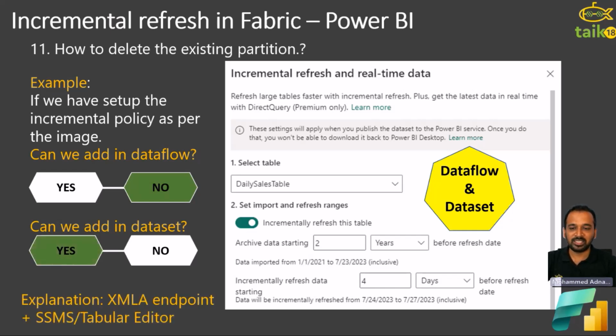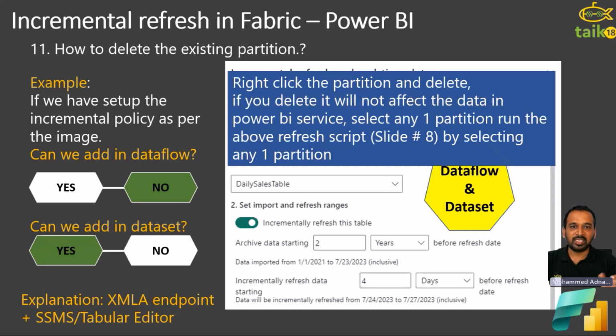It's basically again the same thing. We need to use the XML endpoint plus SSMS or Tabular Editor. So right click the partition and delete. If you delete, it will not affect the data in Power BI service. Select any one partition and run the above script which you have seen on the previous slide. We need to refresh it here, then only is it going to affect the Power BI service.